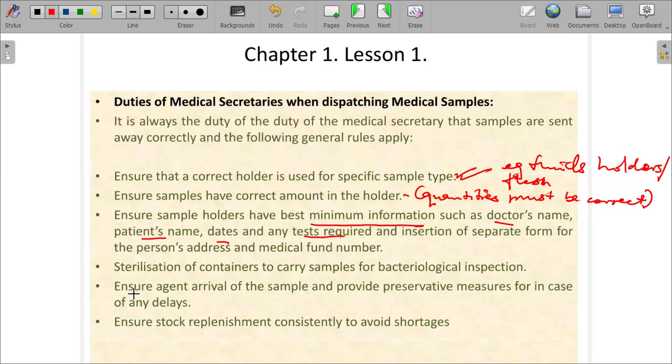Next one, we are saying sterilization of containers to carry samples for bacteriological examination. These are samples that are analyzed to identify possibilities of bacteria. These are samples to be analyzed to determine chances of bacteria in them.